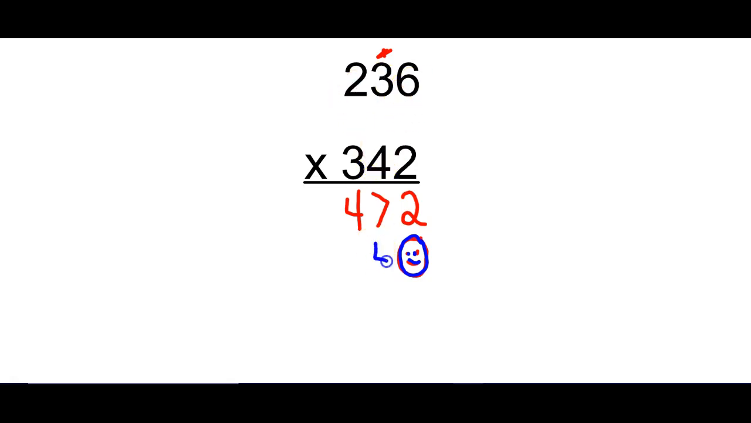4 times 6 is 24, regroup. 4 times 3 is 12, plus 2 is 14. 4 times 2 is 8, plus 1 is 9. So 236 times 40 is 9,440. We're going to get rid of those regrouping marks, and I'm going to switch colors one more time.